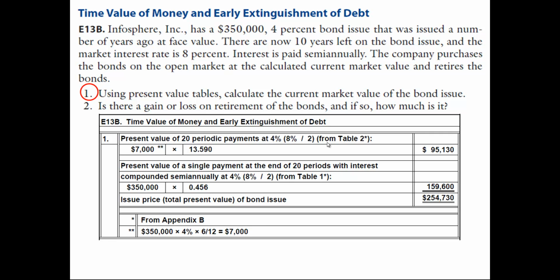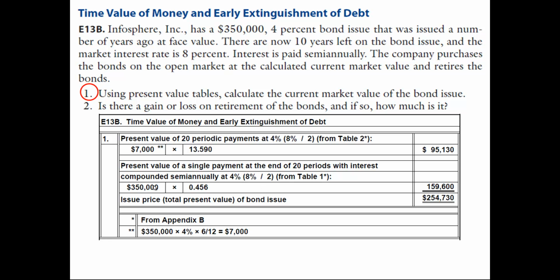So when we go to table 2, we use 20 periodic payments at 4%, because remember it's 8%, but it's paid twice a year, so we use the 4%. We take that factor times the 7,000, and we get 95,130. And then we have to take into account that not only are they going to earn interest payments, but they're also going to get the bond back at maturity.